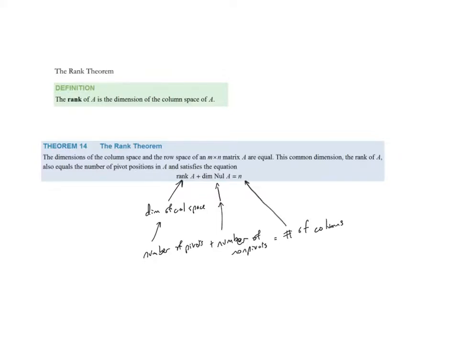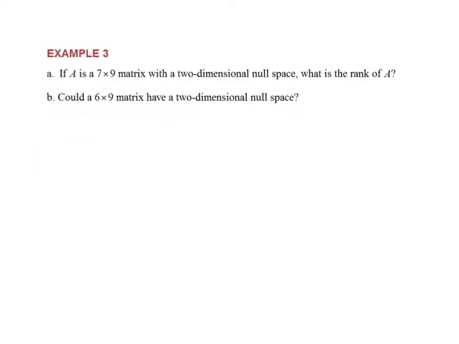The number of pivots plus the number of non-pivots is the number of columns within my matrix. Hopefully straightforward. And then using the rank theorem, we can address questions like this that talk about just a matrix based on its size, not actually working with it, and answer questions like that.